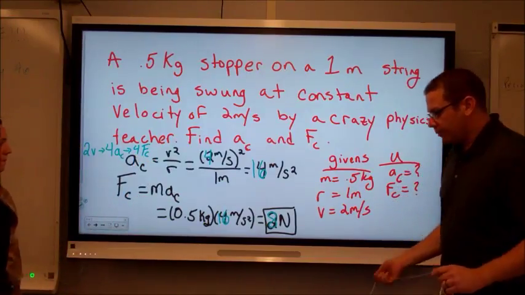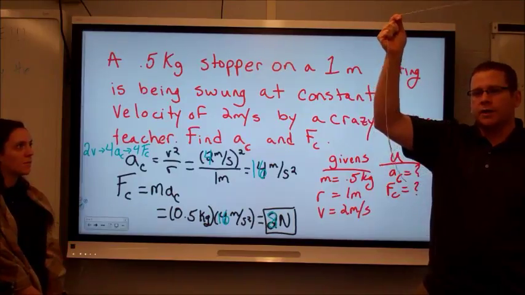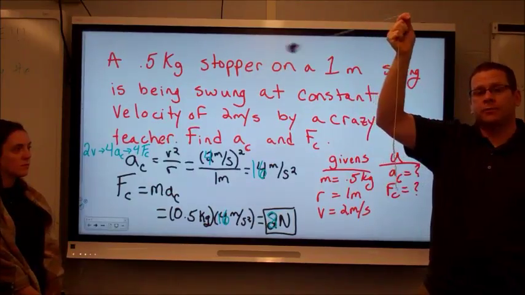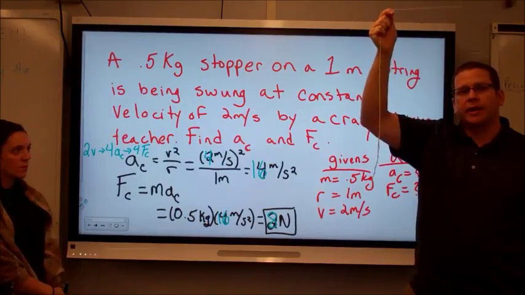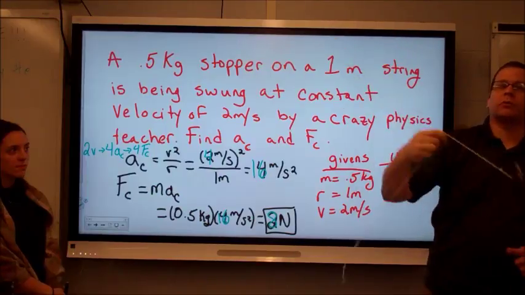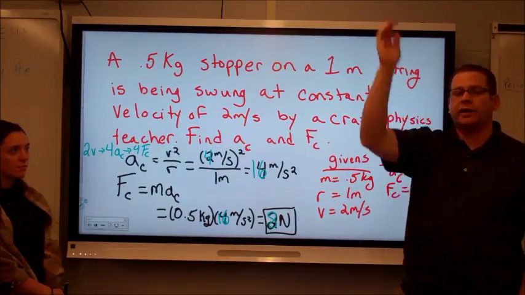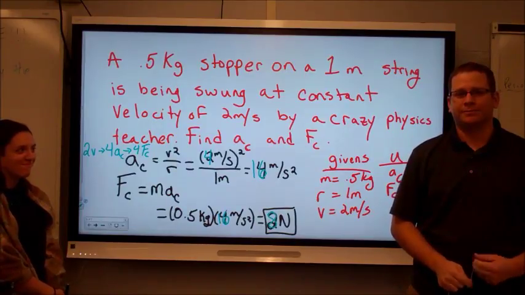Finally, the last question could be, well, what happens if I started swinging it so fast that the force the string needed to provide is more than the tensile strength of the string, meaning that it can't hold that much force? What happens then? Well, the string will break, and your stopper will go flying across the room, and hopefully not hit the camera or the person sitting next to you.